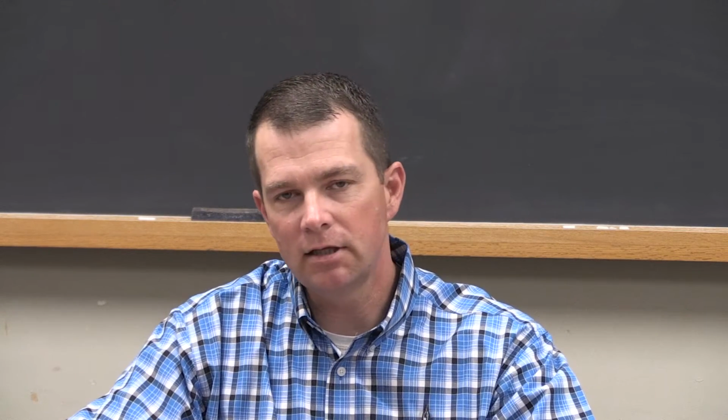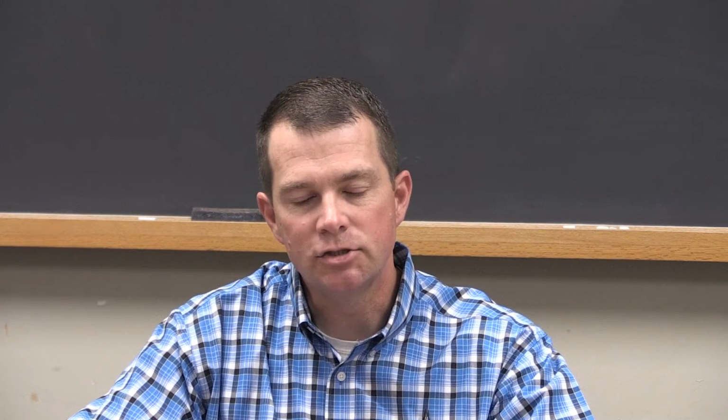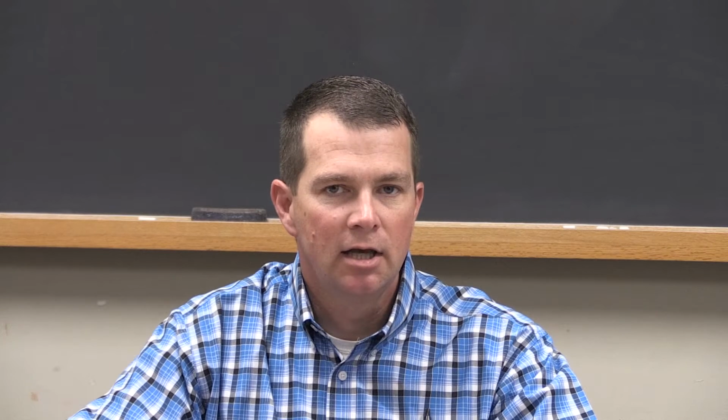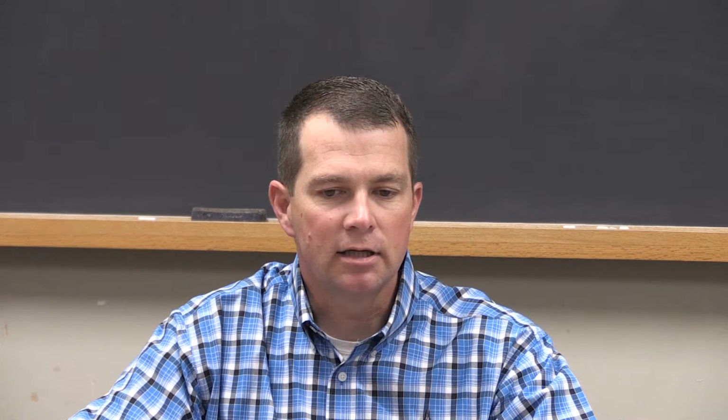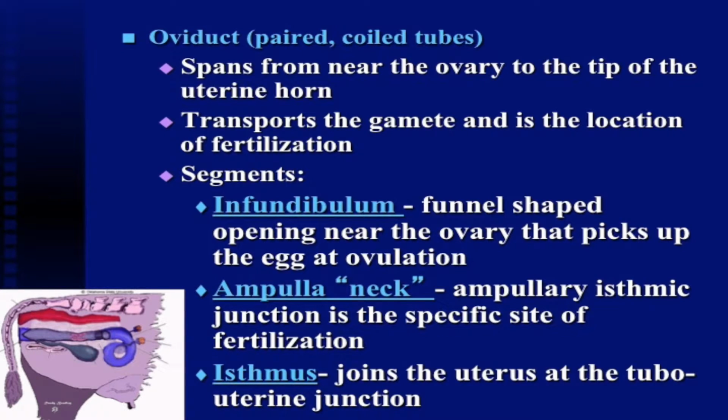So we've got the ovary, the site of ovulation. Let's just say ovulation occurs, the ovum or egg is released, and from there it travels into the oviduct. They're a pair of coiled tubes because we've got two ovaries, one on each side of the uterine horn. The oviduct spans from near the ovary to the tip of the uterine horn, and it transmits the gamete and is the location of fertilization as well.